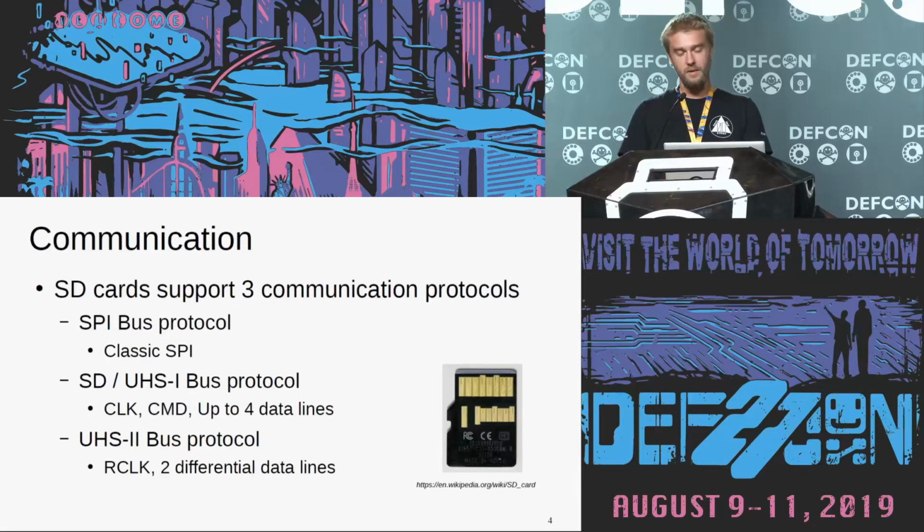We are going to play with the communication protocols. Basically those cards support 3 different communication protocols. The SPI, classic SPI communication. The SD or UHS-1 bus protocol, which uses more data lines, so the transfer speeds are way better. And there's a newer one, maybe you haven't seen it, you don't see it that often. It's the UHS-2, which has a second row of connectors, and it uses differential lines to transfer even faster data.